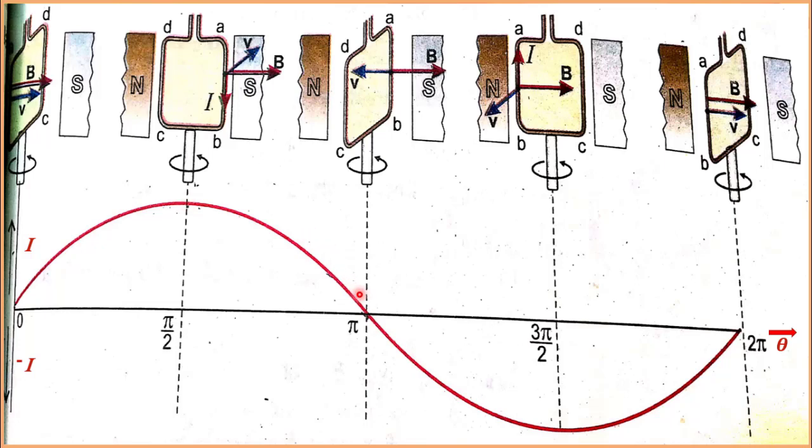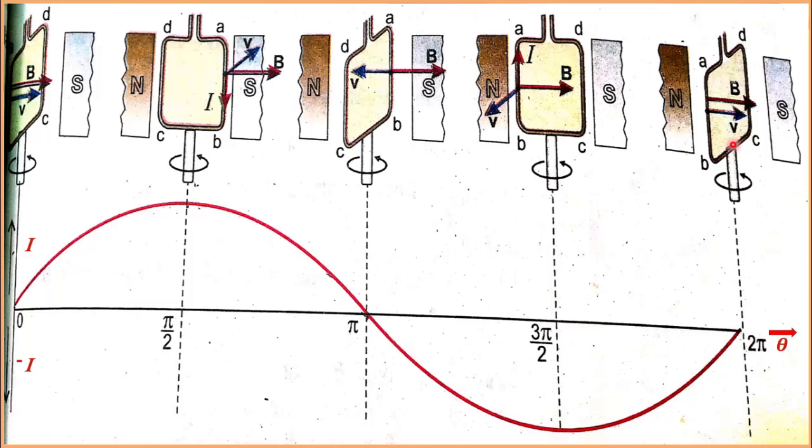When the loop has covered an angle of 180 degrees, the plane of loop once again becomes perpendicular to the magnetic field. Now the angle between velocity vector and magnetic field is 180 degrees. Sine of 180 degrees is 0. So the current becomes 0. When the loop has covered an angle of 270 degrees, the plane of the loop becomes horizontal and sine of 270 degrees is -1. So maximum amount of current would once again be generated but with a negative sign. We would achieve the maximum value of current but in the opposite direction.